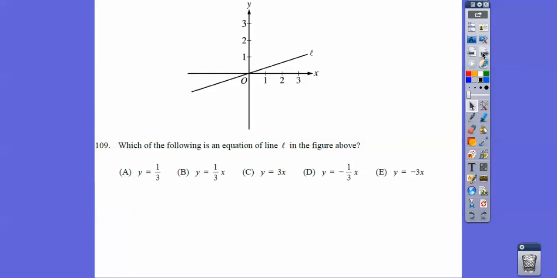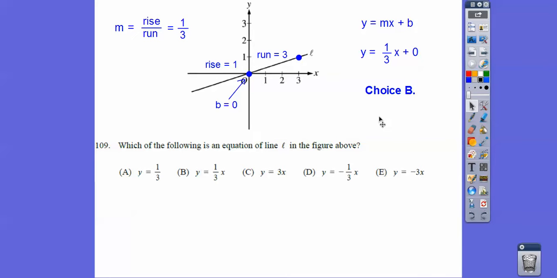All right, here, which of the following is an equation? Okay, so there's a b, y equals mx plus b, b is 0, so it's just y equals mx, and so the slope is up 1, looks like over 3, up 1 over 3, so 1 third x, so choice B. Okay, it's not A because it's x. It says which one has the equation of the line. So the lines are in terms of y and x.